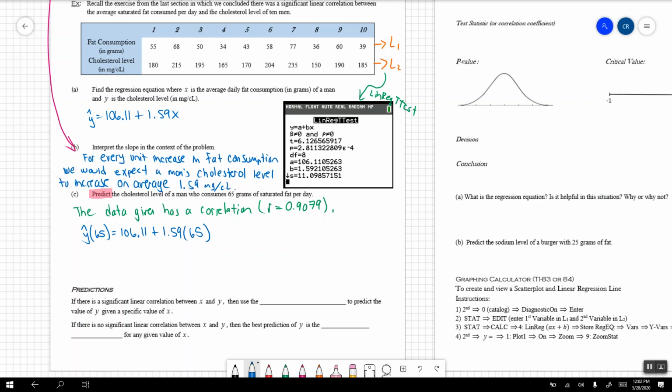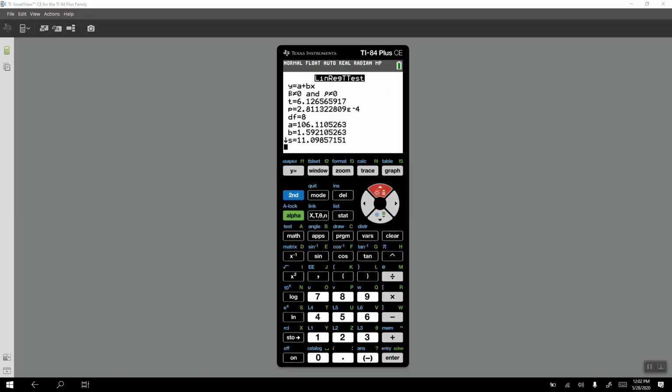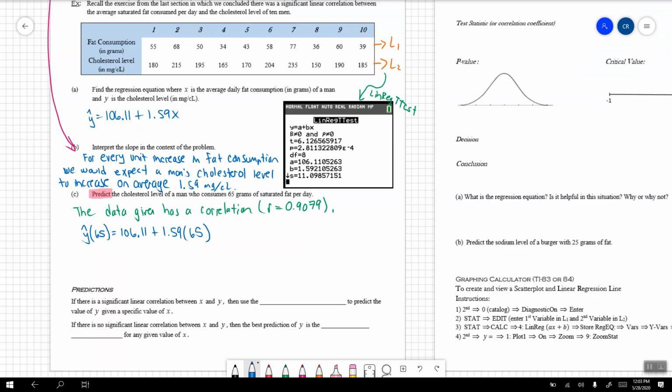Alright, here we are. I'm going to exit out of here. There we are. So I'm going to insert 106.11 plus 1.59 times 65. There we go, exactly as it was. Press enter, and there's my answer: 209.46. Let's go back and talk about that. So I get 209.46. Now, what does that mean?